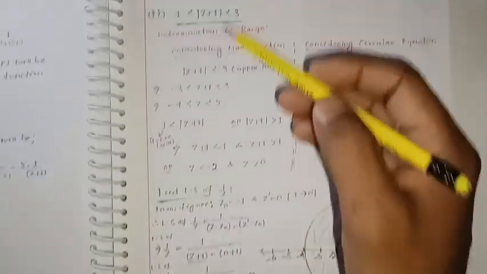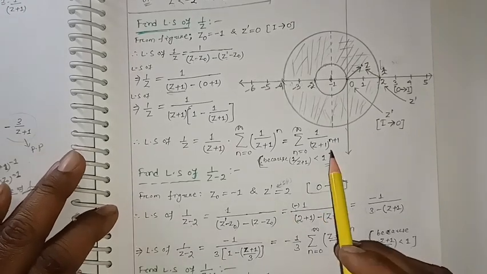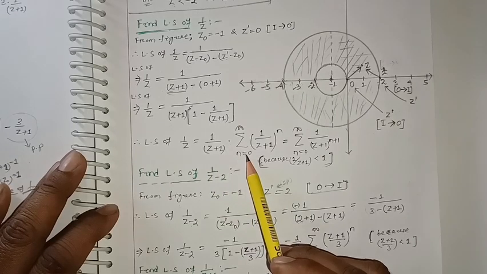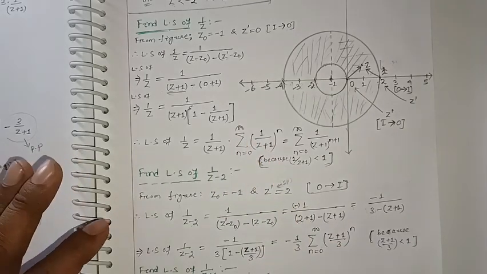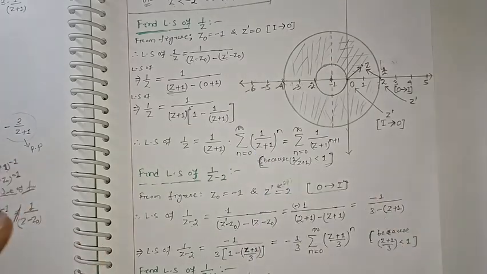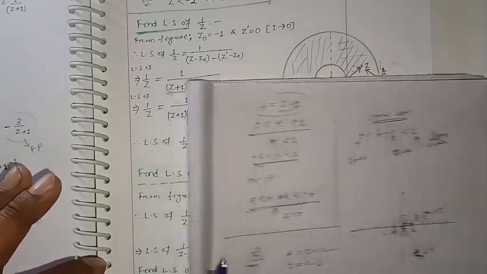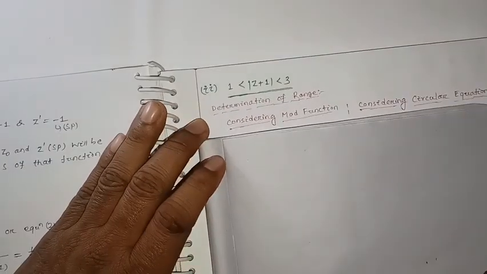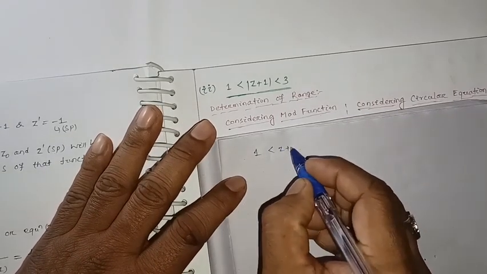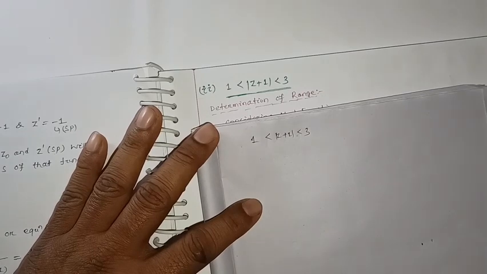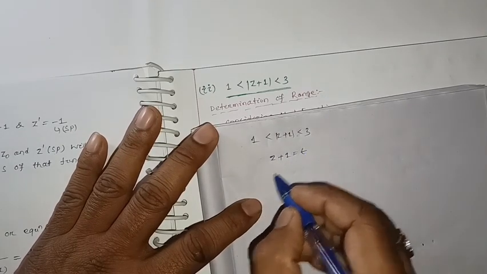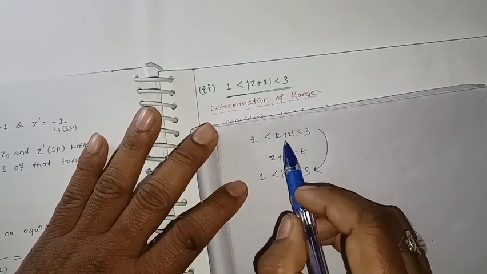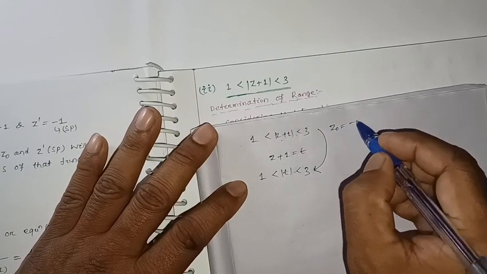Here, by this procedure, we found the Laurent series of 1 by z is this much: 1 by z plus 1 to the power n plus 1, or 1 by z plus 1 into the summation n equal to 0 to infinity of 1 by z plus 1 to the power n. This much we found. Now we are going to validate whether we get the same result by considering t equal to z plus 1. Here the range has been given as mod z plus 1 less than 3. Now I am going to consider z plus 1 equal to t. So what will the range be? T mod. Here, for this case, your z0 equals minus 1.